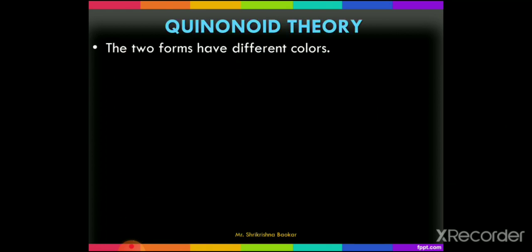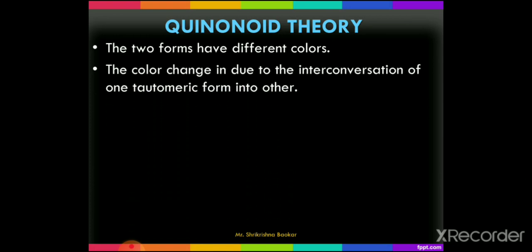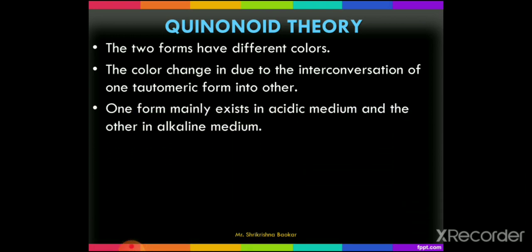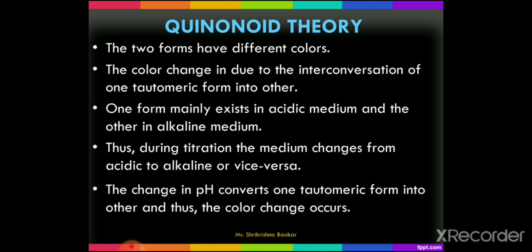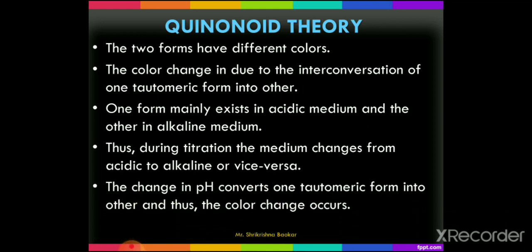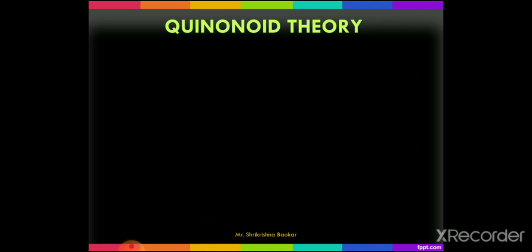The two forms have different colors. The color change is due to the interconversion of one tautomeric form into another. One form mainly exists in acidic medium and the other in alkaline medium. Thus, during titration, the medium changes from acidic to alkaline or vice versa. The change in pH converts one tautomeric form into another and thus the color change occurs.